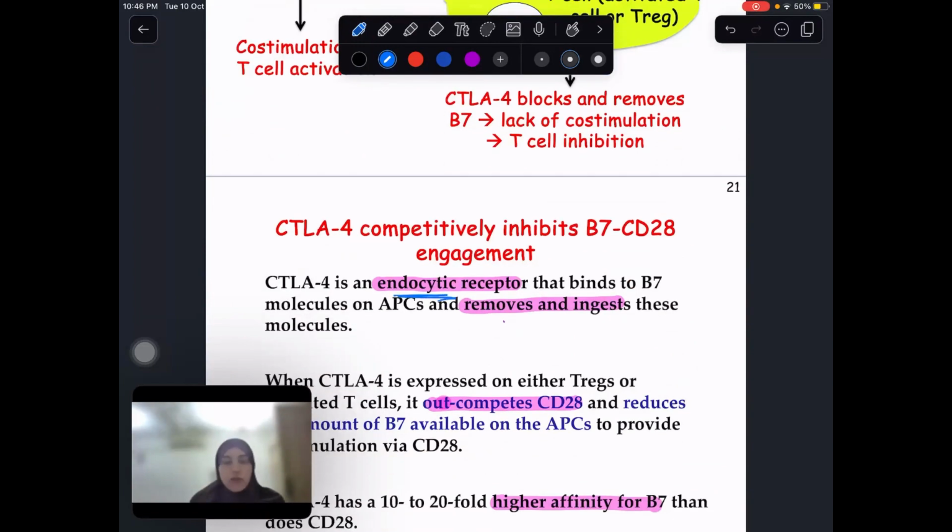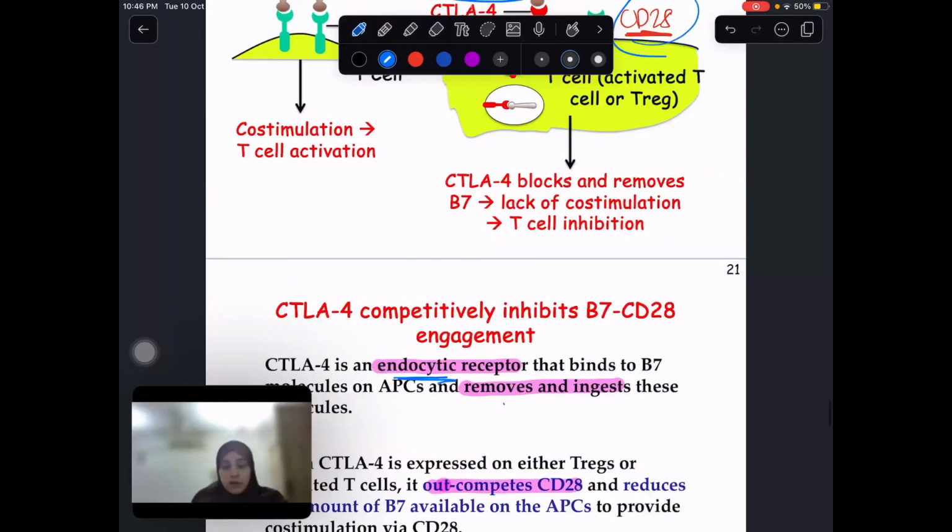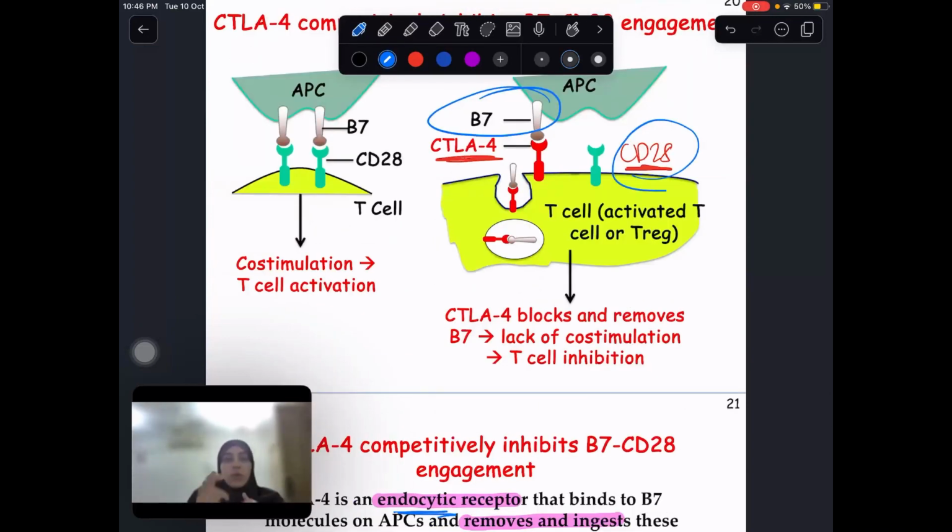CTLA4 is an endocytotic receptor. This means that it will endocytose, meaning that it will take and pull this B7, engulf it inside, and start to digest it. As you can see here, it started to engulf it in a vesicle and it will start to digest it.